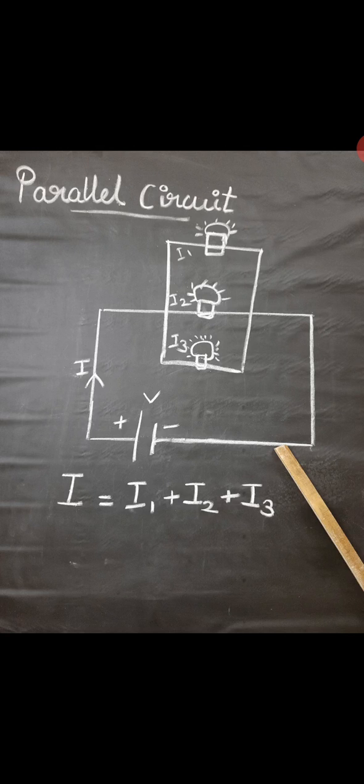Let us consider three bulbs connected in parallel. Here V is the voltage across the bulbs, and I1, I2, I3 are the currents through each bulb. The current I from the battery is the total of the individual currents flowing through the bulbs, since each bulb gets its own current. So I is equal to I1 plus I2 plus I3. This is the parallel circuit.